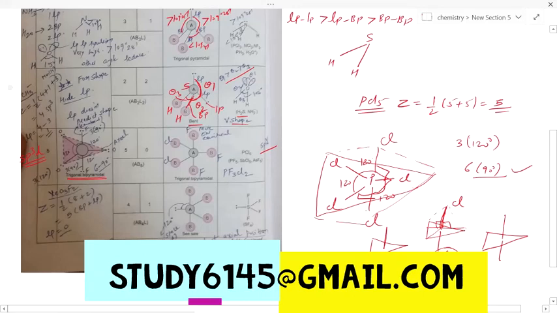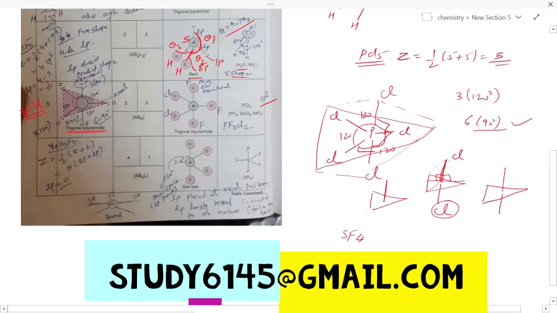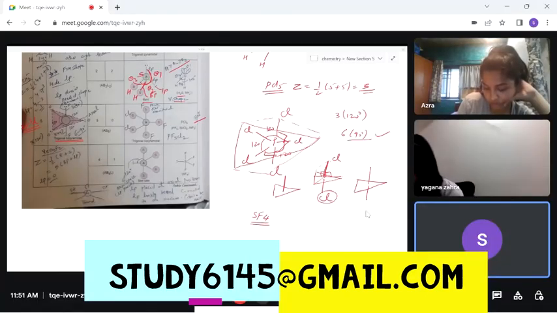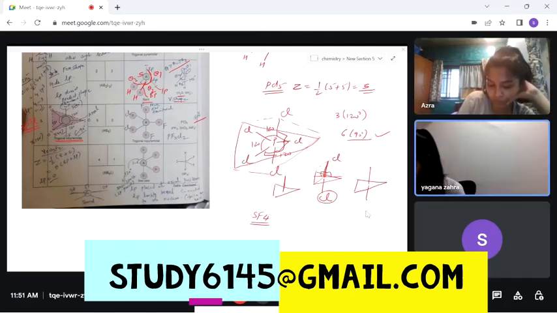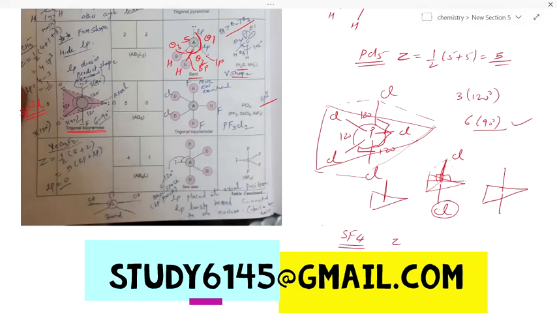Okay, let's try this one. SF4. Tell me what will be the structure of SF4. What is the value of Z for SF4? Z is 5. Yes. How many bond pairs, how many lone pairs? Bond pairs 4, lone pair 1. Z is 5, so where should I keep the lone pair? Now this question has also come.